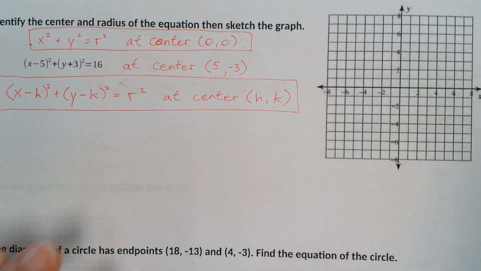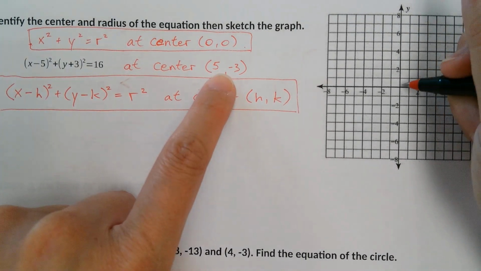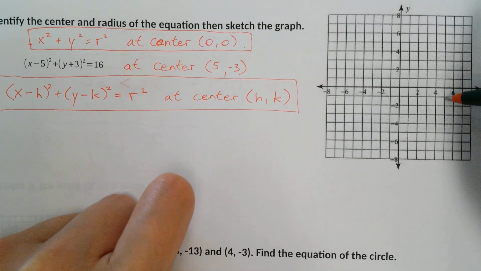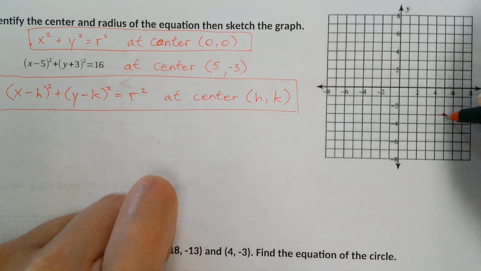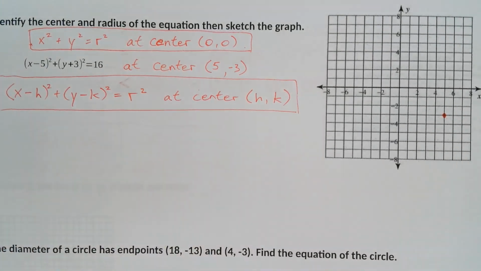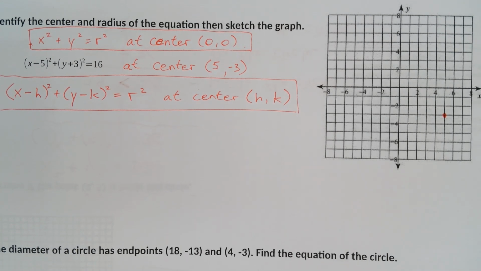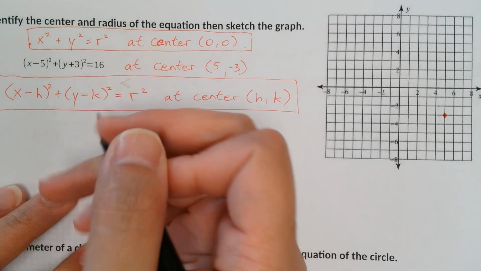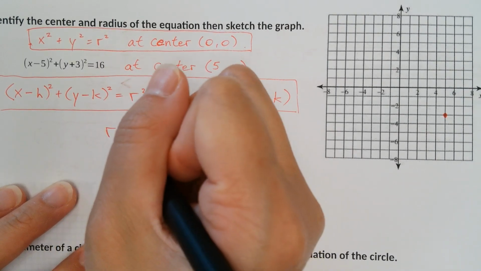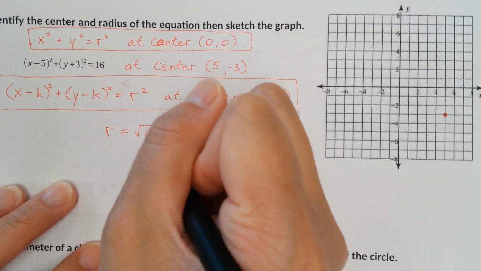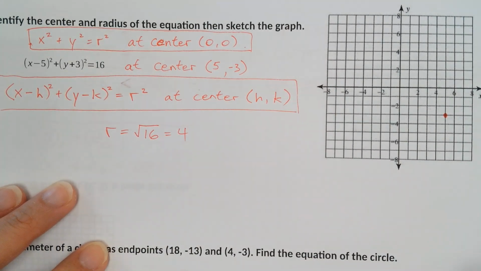Okay, so we can plot this: 5, negative 3. So 5, negative 3 right here. That's our center. So radius, what's our radius here? Yeah, 4. Good. Just like right here, same r. The r didn't change. R is going to be square root 16 in this case, which is 4.